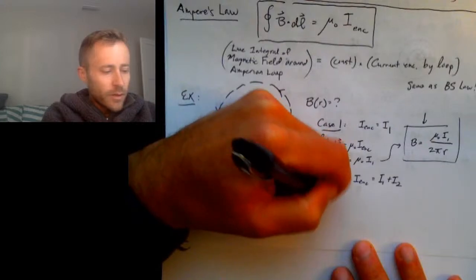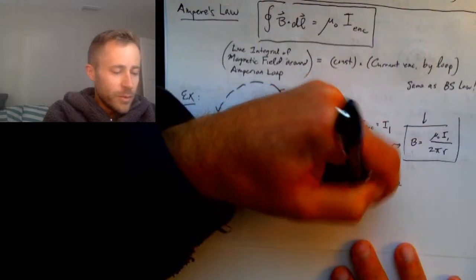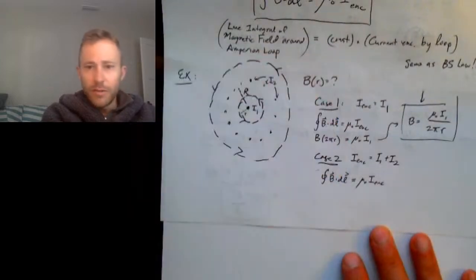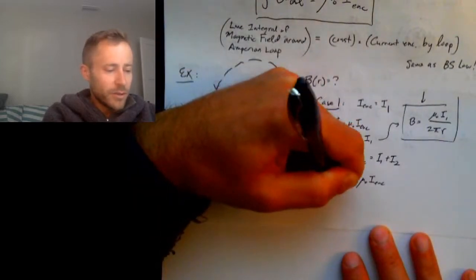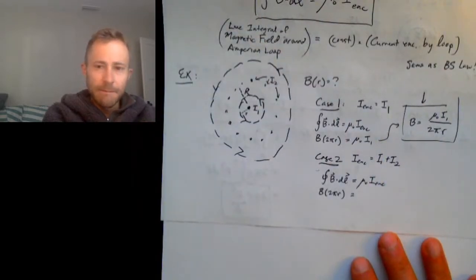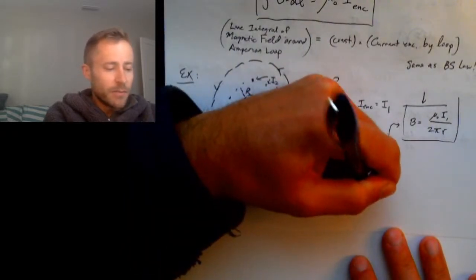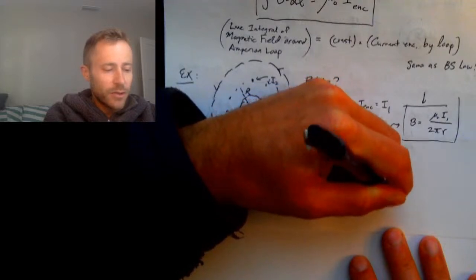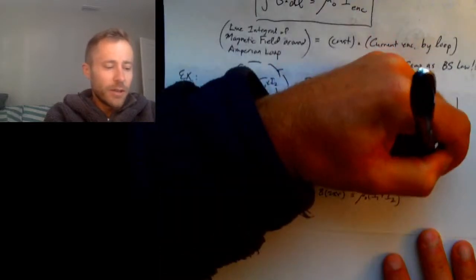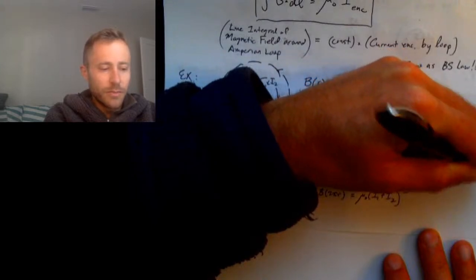And so our Ampere's law is going to be the integral of B dot dl equals mu naught times the current enclosed. And so the left-hand side is, again, B times 2 pi r. All right. And the right-hand side is going to be mu naught times I1 plus I2. So that tells us that in the second region, the magnetic field is mu naught times I1 plus I2 over 2 pi r.